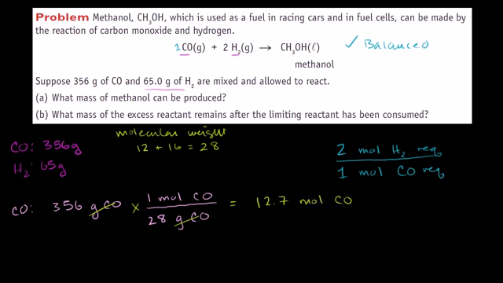Now let's do the same thing for the hydrogen. We have 65 grams of molecular hydrogen. What's the molecular weight of hydrogen? I'll do this in green over here. Each hydrogen atom has a molecular weight of 1, times 2, which is equal to 2. So we have 65 grams of molecular hydrogen.